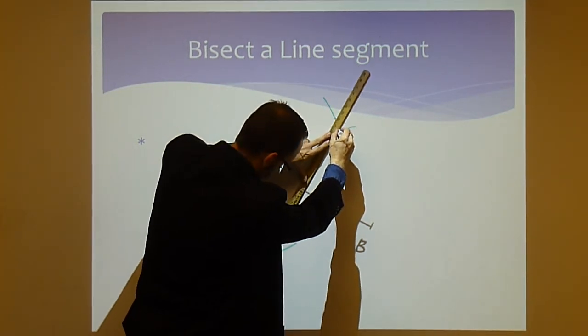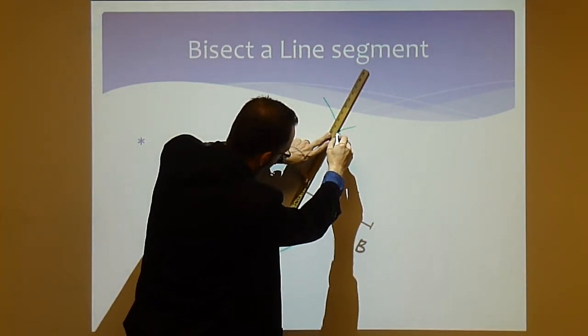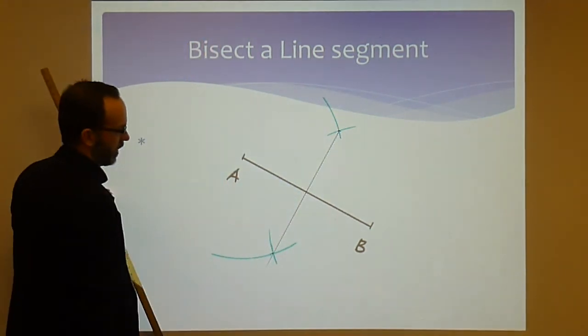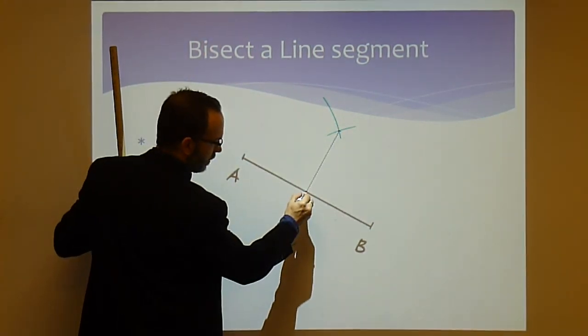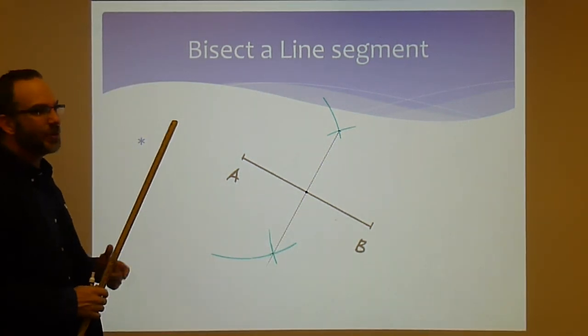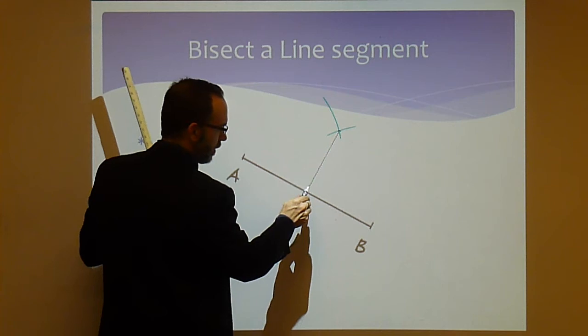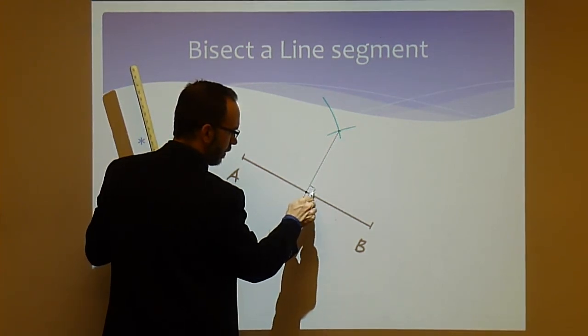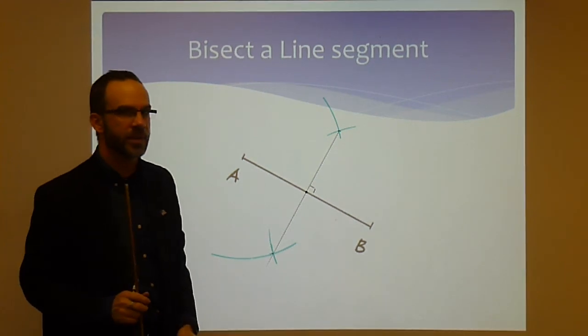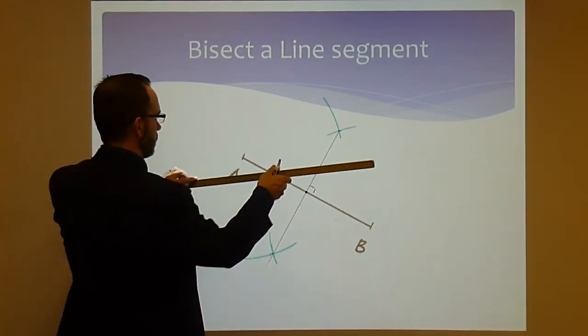Down. I've got this situation right here. This location right there, if done properly, should be the midpoint. Interestingly enough, it also makes a perpendicular line. I want you to think about why for a second. Why would it do that?